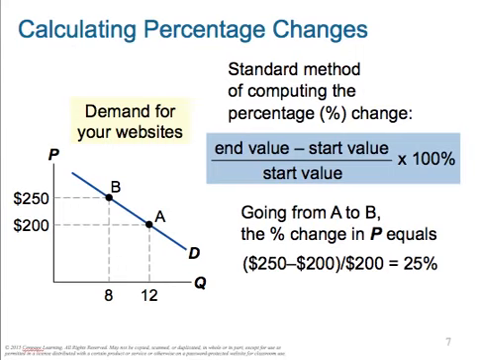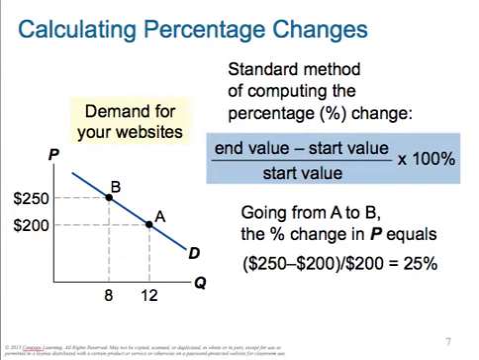So calculating percentage changes, we look at the standard method of computing percentage change, which can be a little bit cumbersome. You simply take where you end up, the end value, minus where you started, the start value, and divide by the start value. You want to see how far you came from the start value, and you need the difference between the end and start value divided by the start value, multiplied by 100 just to get a percentage terms.